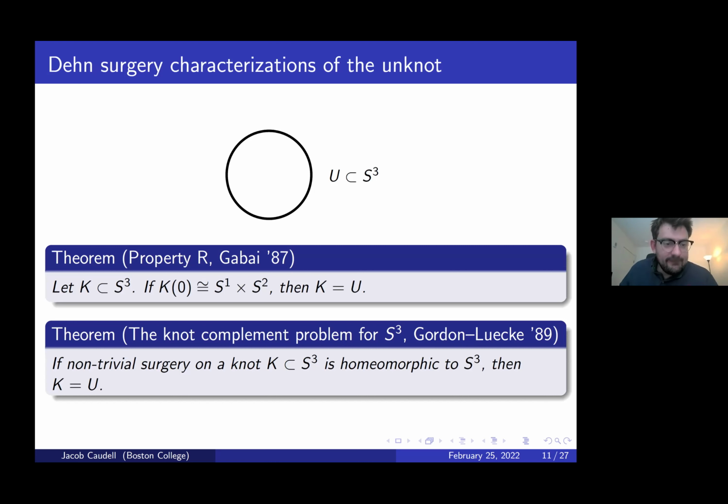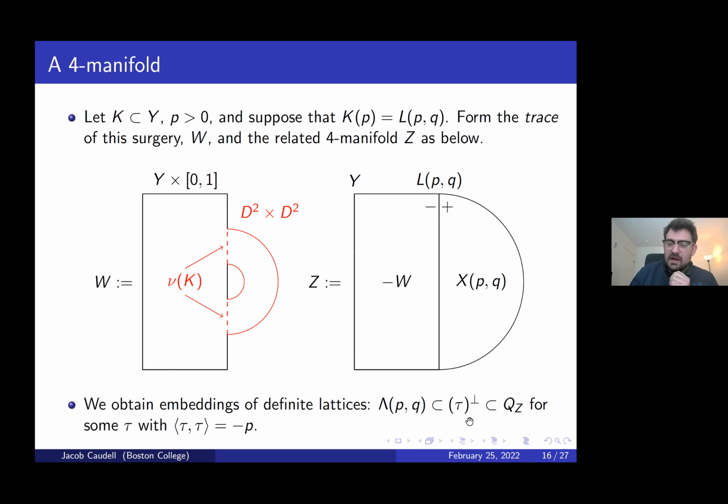And so the sequence goes like this. We have lambda(P,Q) lives in the orthogonal complement of some tau, where tau corresponds to the generator of H2 of W. And all of this is living inside of the intersection form of Z, which we don't know what it is yet because we don't really know what Y is, but we have the sequence of embeddings of lattices. And moreover, this element tau has self-pairing minus P.